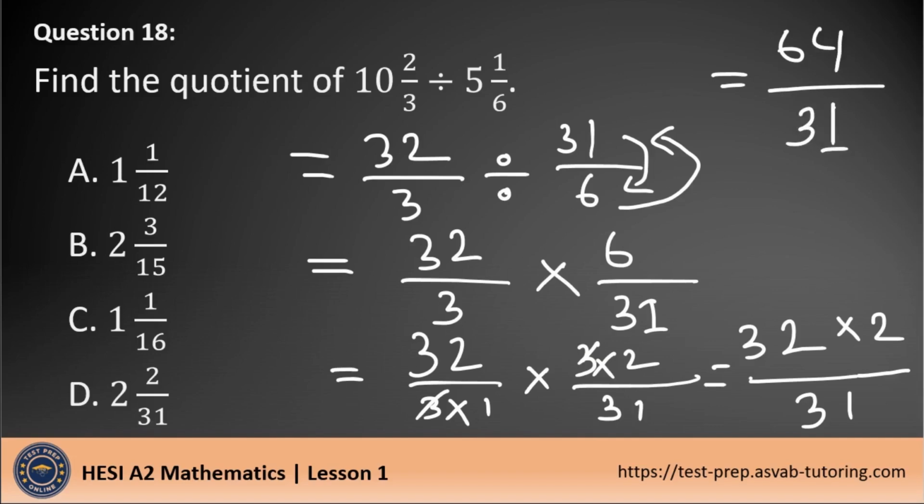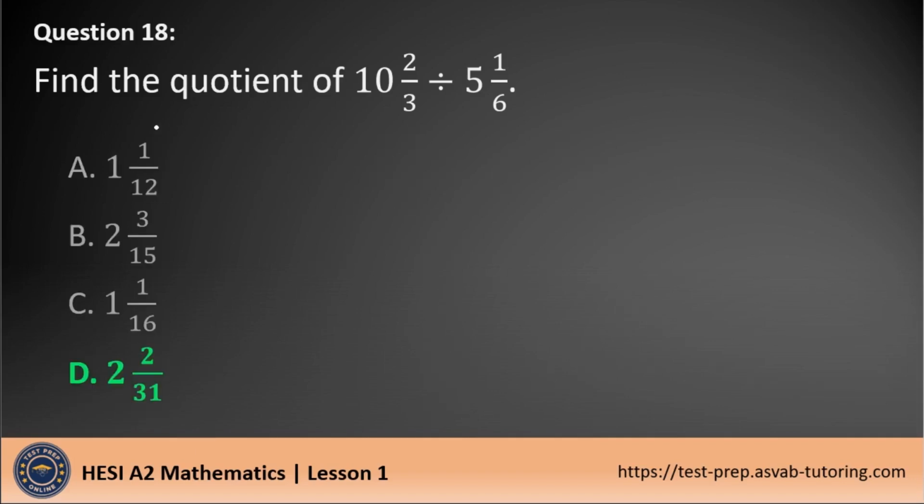So here check, 12 multiply with 1 plus 1 equals 13 divided by 12. So here this number is less than this, so we will check this one, option D. So 31 multiply with 2 equals 62, plus 2 equals 64 divided by 31. So here the answer is D. Let's check the answer for question number 18. So here the question number 18 answer is 2 multiply with 2 divided by 31.